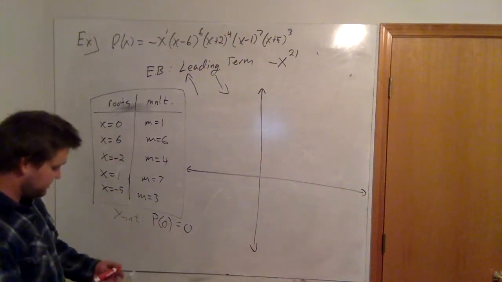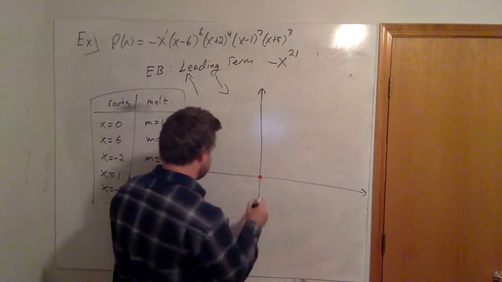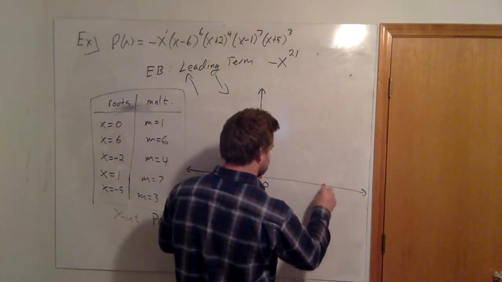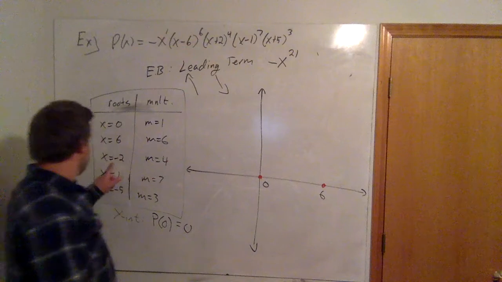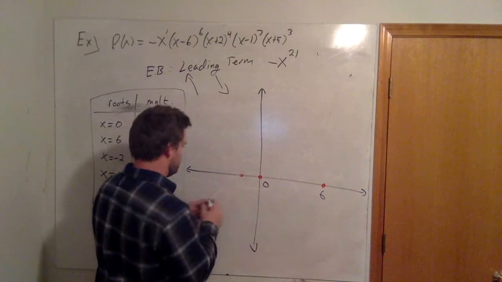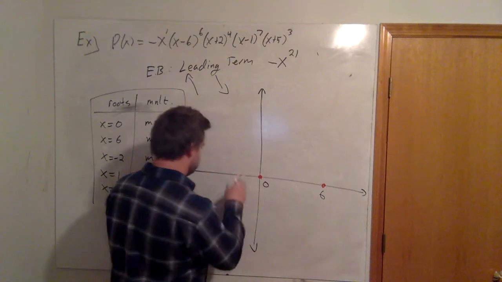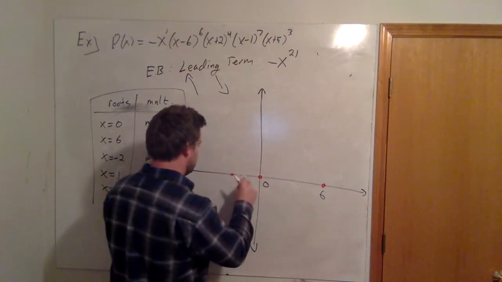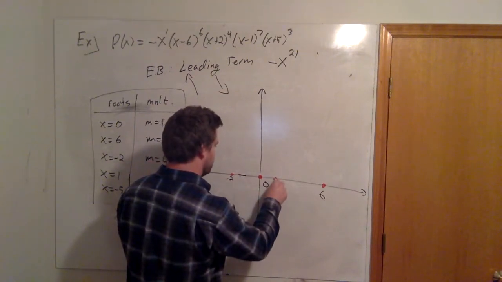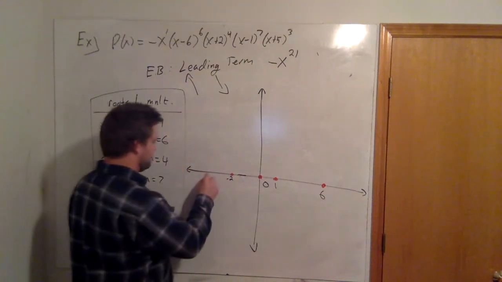So let's write down our roots. So we have x equals 0 as a root. We have x equals 6 as a root. We have x equals negative 2 as a root. We have x equals 1 as a root. Let's do this one over. So here's negative 2. We have x equals 1 as a root. And we have x equals negative 5 as a root.